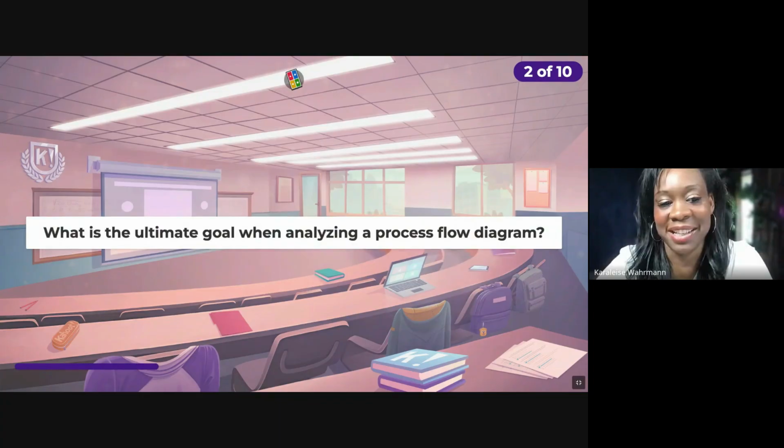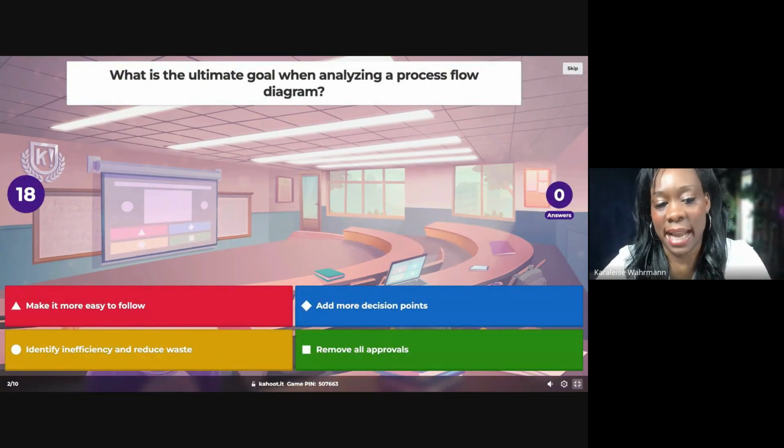Bola, we got to get you on the board. What is the ultimate goal when analyzing a process flow diagram?